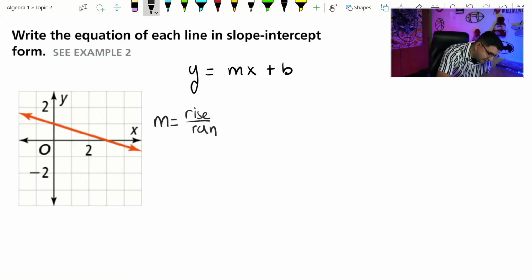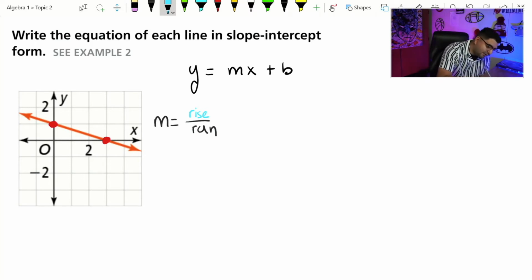So here on this line, for example, I can pick the points (0, 1) and (3, 0). I'm choosing these 2 points because they line up nicely with my graph grid. Now I'm going to count the spaces. How much did it move upwards or downwards? I'm going to try to find my rise, the distance it moved vertically.